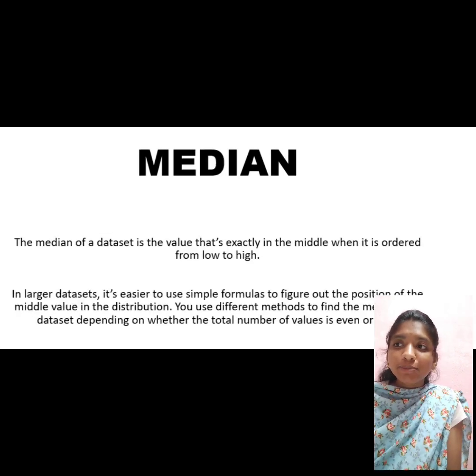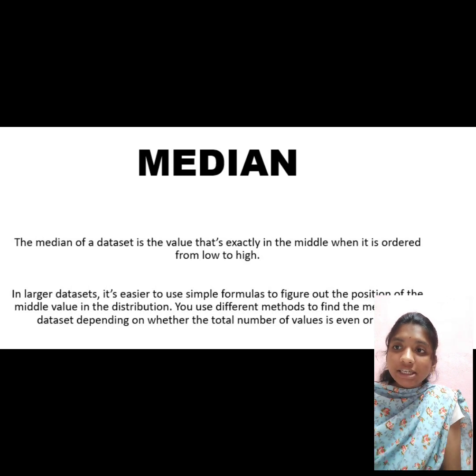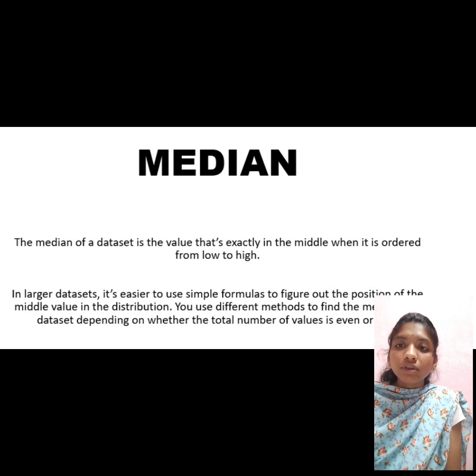And the second one is median. The median of a dataset is the value that is exactly in the middle when it is ordered from low to high. In a larger dataset, it is easier to use simple formulas to figure out the position of the middle value in a distribution. We use two different methods to find the median of a dataset, depending on whether the total number of values is even or odd.